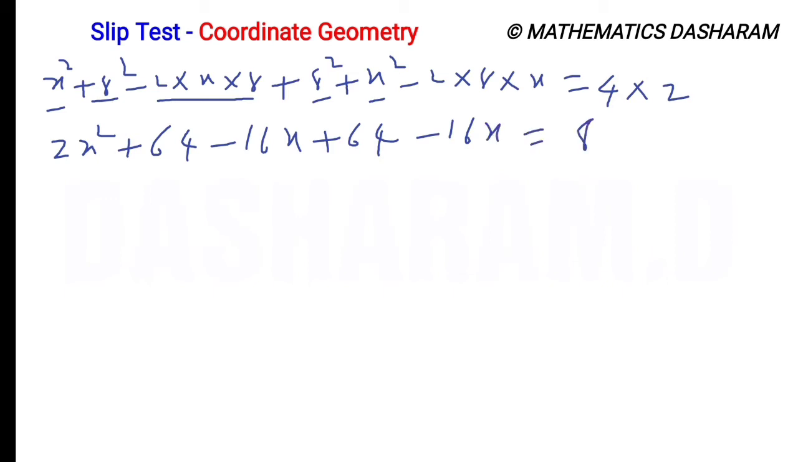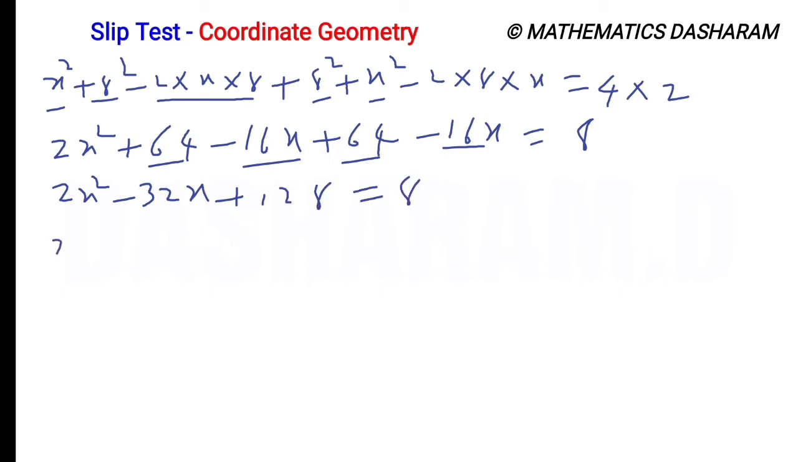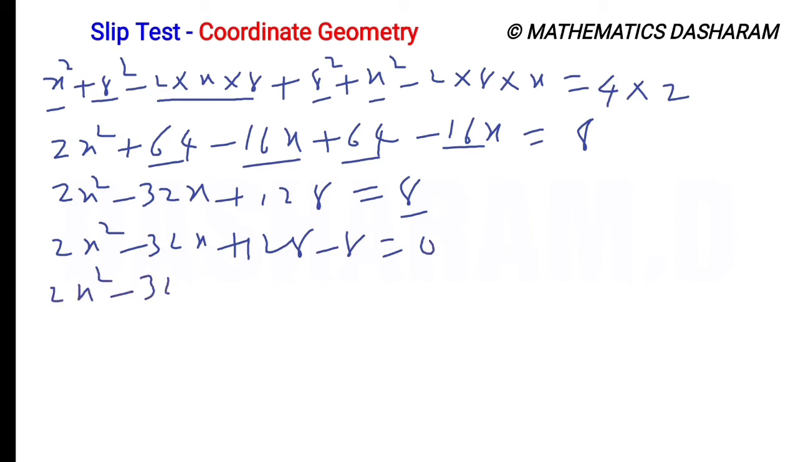Now 2x square minus 16x minus 16x is minus 32x, plus 64 plus 64 is 128. It is equal to 8. So 2x square minus 32x plus 128. Now this 8 transposes to the left side, it is equal to 0. So 2x square minus 32x plus 128 minus 8 is 120.